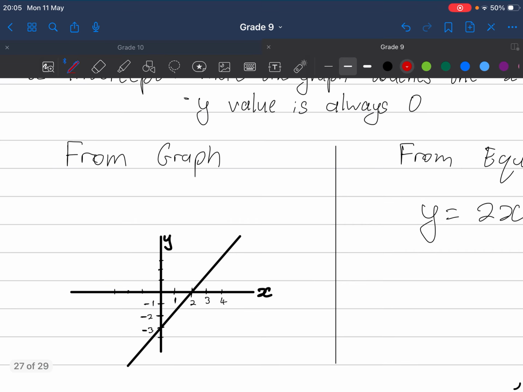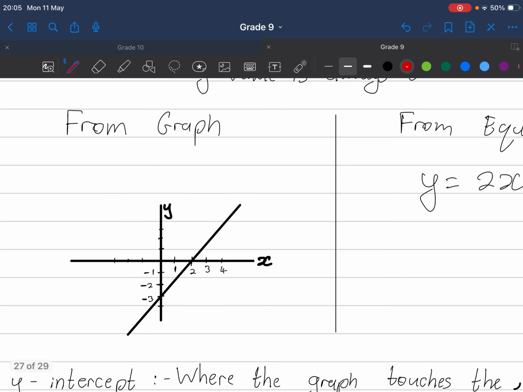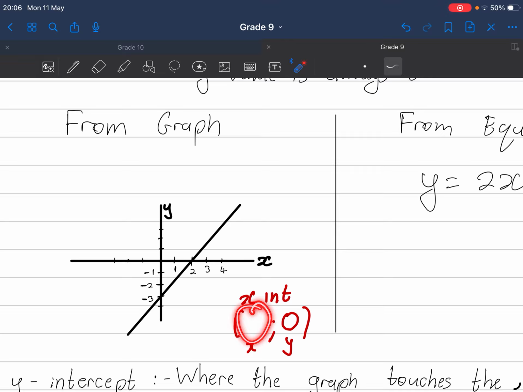So looking at our graph, we also make a note that the y value is always 0 for the x-intercept. So if you want the x-intercept, it's a coordinate, an x and y value. Now looking at the graph, and knowing that the x-intercept will always have a y value of 0, can I not just put a 0 for the y value? And then all I need is the x value. And here's the graph touching the x-axis at 2. So this is my x-intercept, 2 and 0.